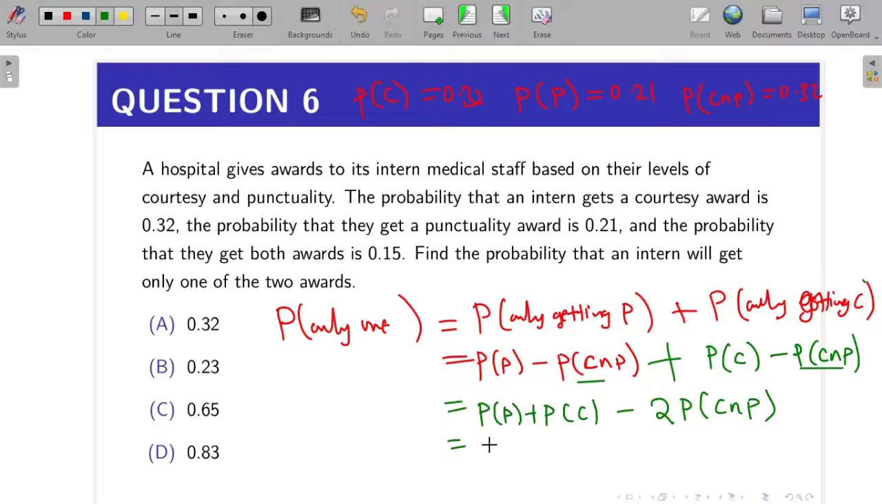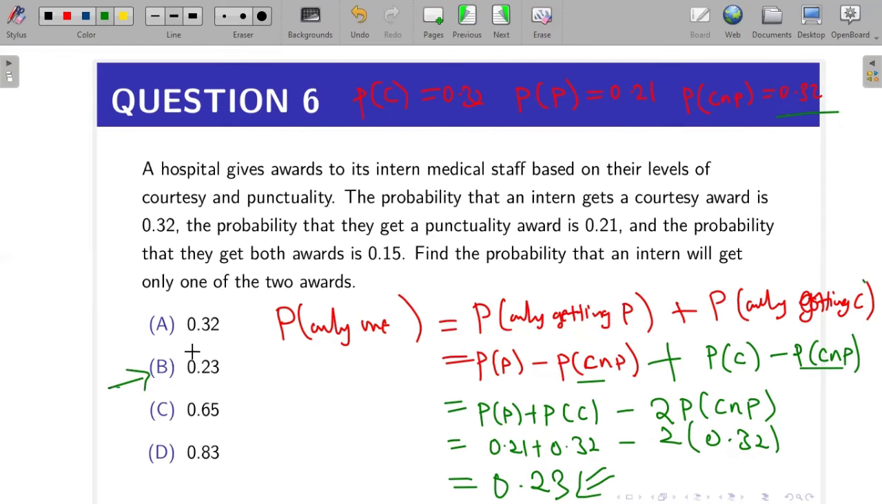So probability of P is 0.21 plus probability of C is 0.32 minus 2 times the probability of their intersection, which is 0.32. So this is going to give me what? I just punch that on the calculator. Okay, so I'm getting 0.23. So check on your answers if you have 0.23. Okay, I can see it on B. So we're going to pick B there as the best answer. Okay, so any questions there?